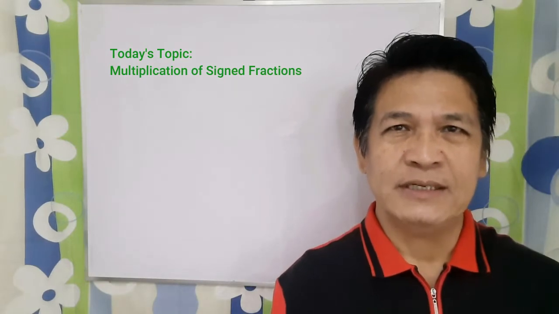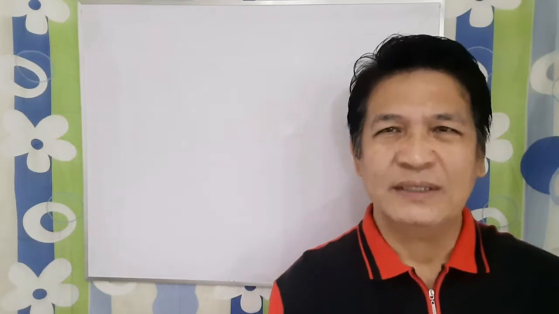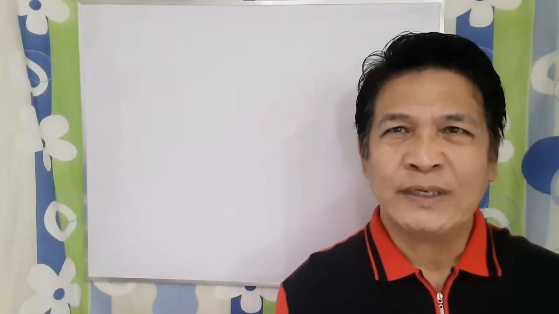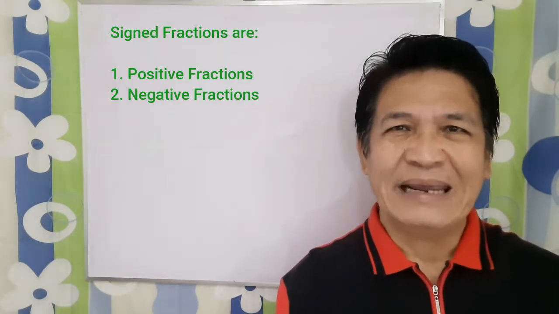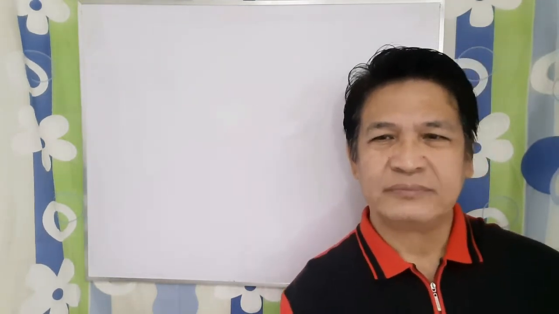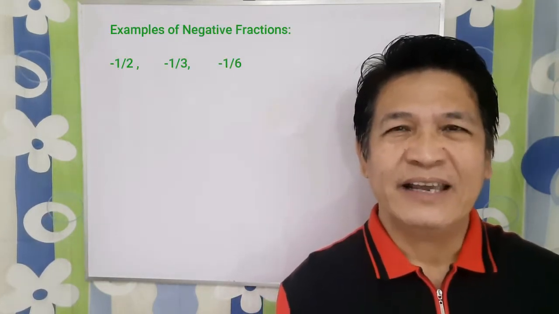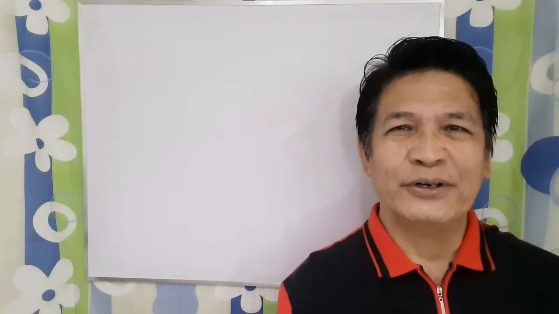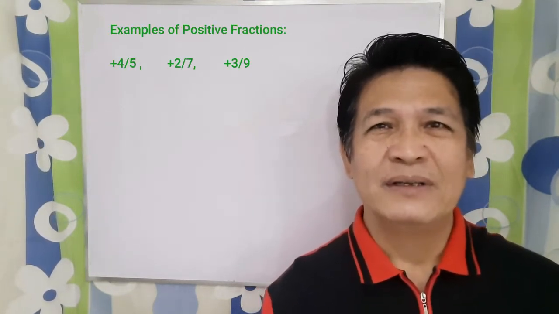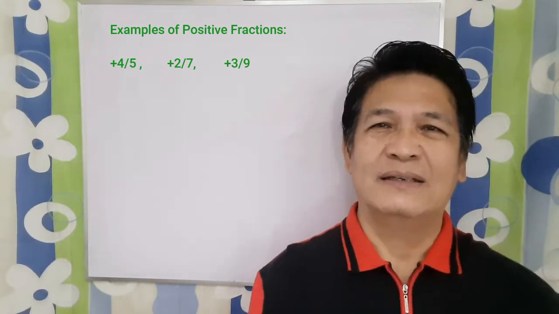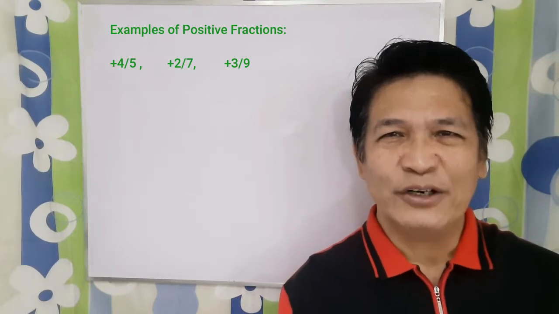Our topic for today is multiplication of signed fractions. What are signed fractions? There are two kinds of signed fractions. These are positive and negative fractions. Examples of negative fractions are negative 1/2, negative 1/3, and negative 4/5. And positive fractions are positive 4/5, positive 2/7, and positive 3/9.